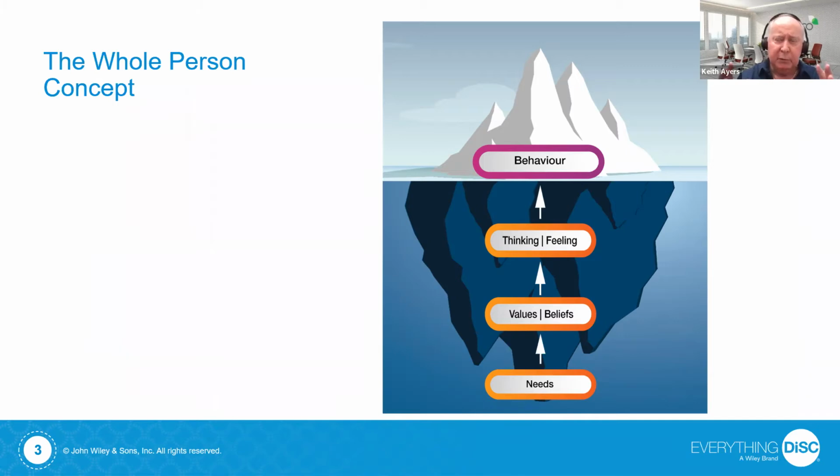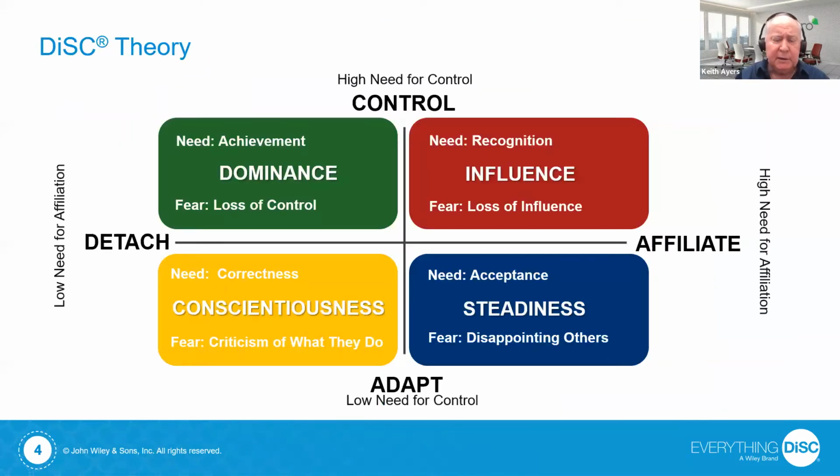I have a poster of this that I'll stick up on the wall when I'm facilitating DiSC training. The DiSC theory model. Now I've got it built, so there's a lot of information on here. Let's drill down to the foundations of this, which are the needs for affiliation and control. Two needs that determine how you behave when you're interacting with other people.